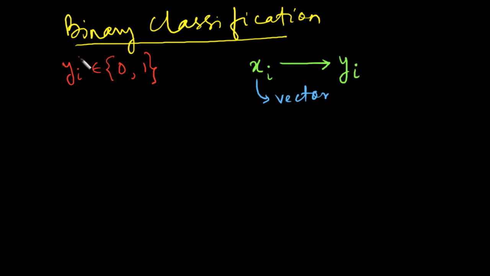But in this problem of binary classification, your yi is just a scalar. So for now, yi is a scalar which can take values either 0 or 1, and your xi can be a vector of arbitrary length. Now what is our job? Our job is to predict yi given a certain input value xi.